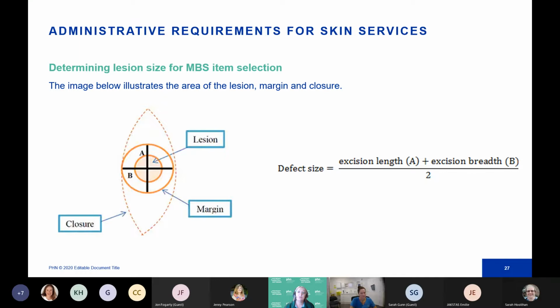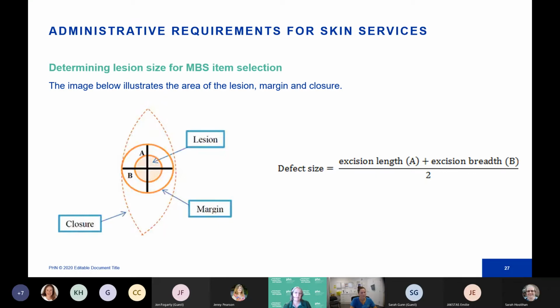You might need to re-excise a malignant skin lesion if the original surgical excision was incomplete or the margin wasn't adequate. So if you perform a re-excision, select the relevant item for the excision diameter based on the defect size. And skin services covered by an attendance item.